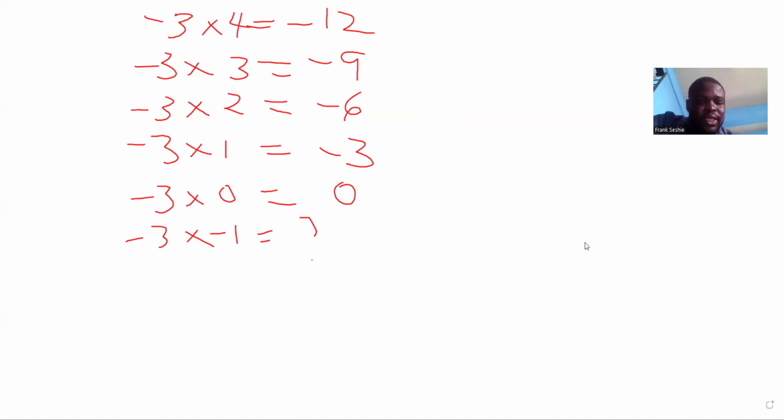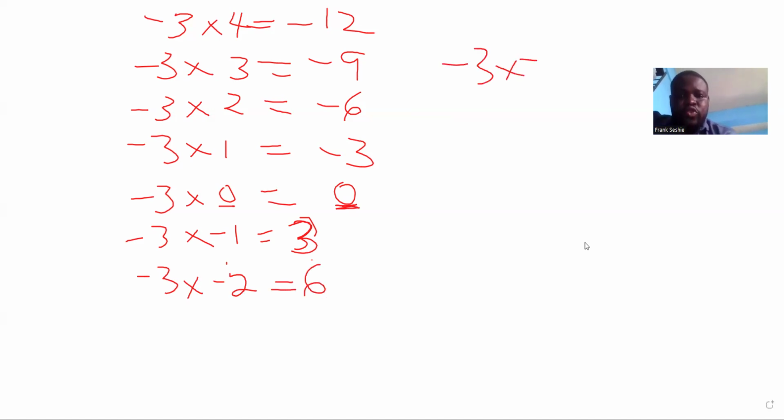So it means that if I reduce 0 by 1 to have negative 1, my 0, which is the preceding answer, will also increase by 3. So if 0 increases by 3, the answer is 3. If I reduce this also by 1, my result will also increase by 3 again. If I reduce that also by 1, my result will increase by 3. If I reduce the next one by 1, my result will also increase by 3.